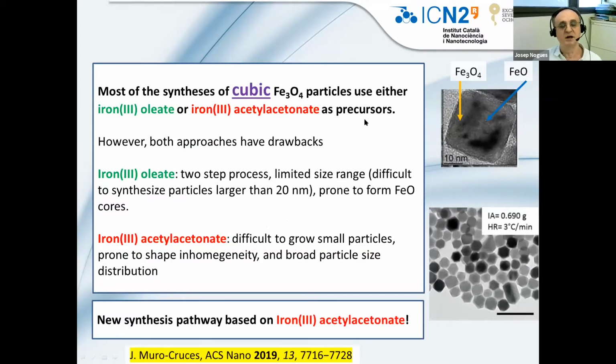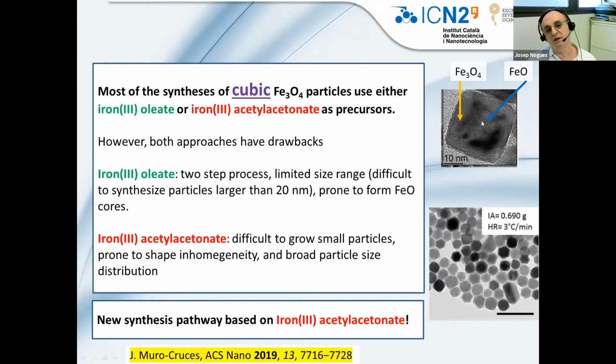Most of the cubic recipes to grow Fe3O4 are based on either iron oleate or iron acetylacetonate as precursor. However, both approaches have drawbacks. Iron oleate is a two-step process, and as such is time-consuming. But it also has another problem: first, it's difficult to grow particles larger than 20 nanometers, and they are prone to form FeO as a core rather than homogeneous Fe3O4, and then you need the next step of annealing to oxidize the whole particle, which also leads to defects.